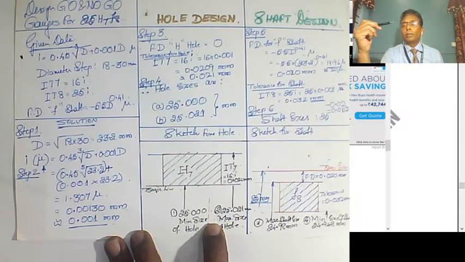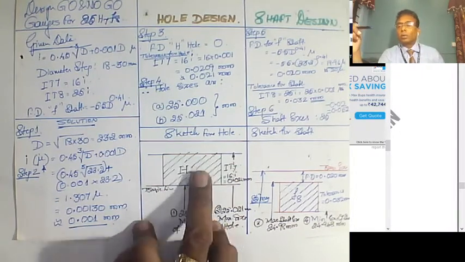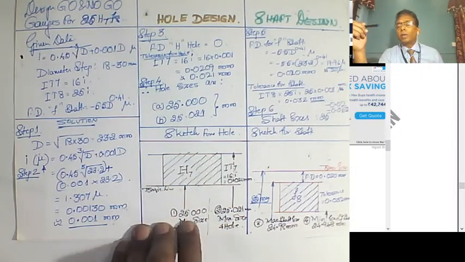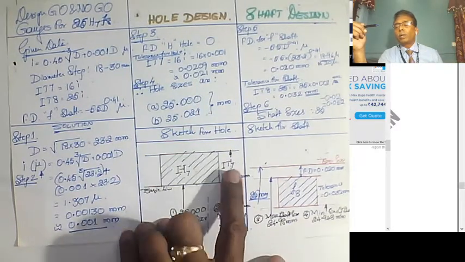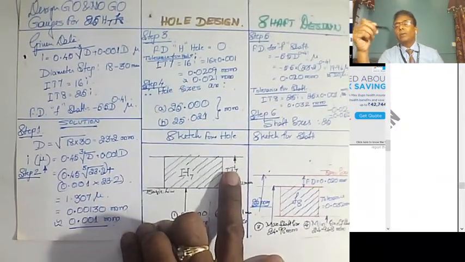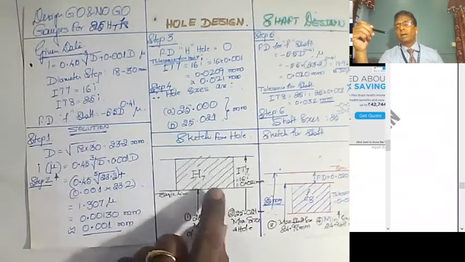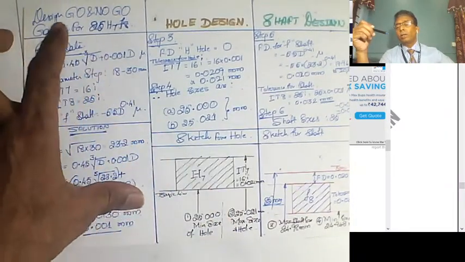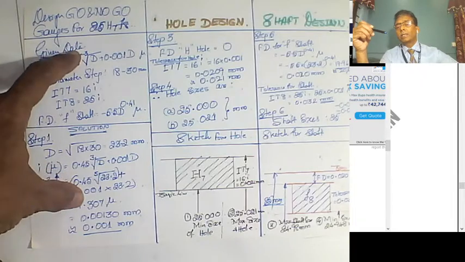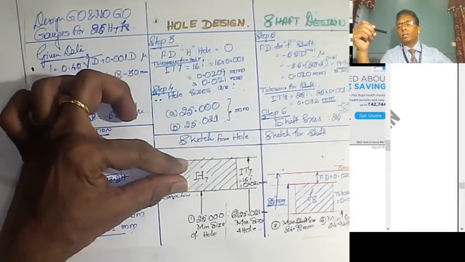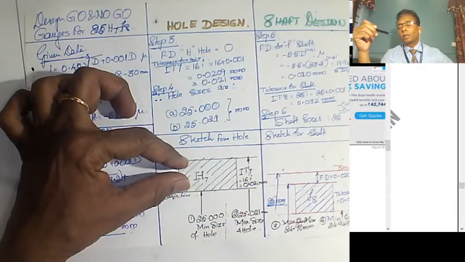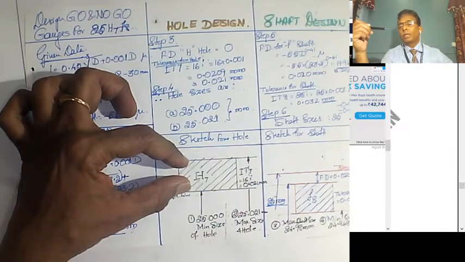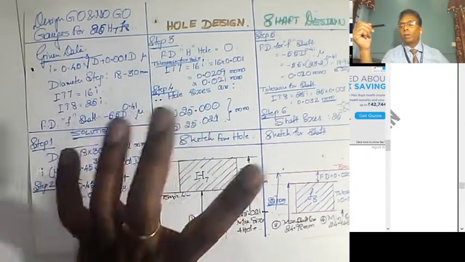Step 3: the fundamental deviation for H hole is 0. IT7 is given as 16i, that is 16 into 0.001, which you can identify. Next, draw the sketch, please. Go through this sketch and enter the values: 25, this is 25.0021, because this is IT7. If it is A, B, C, D, right up till, the fundamental deviation value keeps increasing. A will have the highest fundamental deviation, and H is right on the line, there is no fundamental deviation. Fundamental deviation for H hole is 0. Okay, the two values of the hole are obtained.